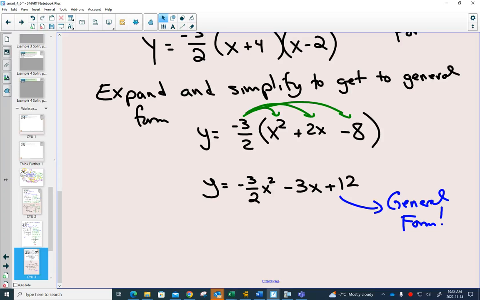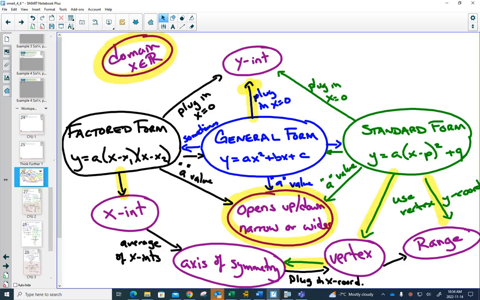So you can change to any form. You can go from any form to any other form. Following this, right? Factored form could get me the general form. I can't go directly from factored form to standard form. Can you see that? You'd have to go to general form first and then to standard form. But this one, they gave us a hint of x-intercepts. That hint let us go back to factored form.